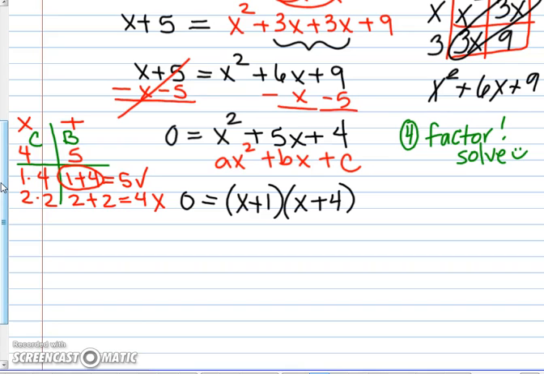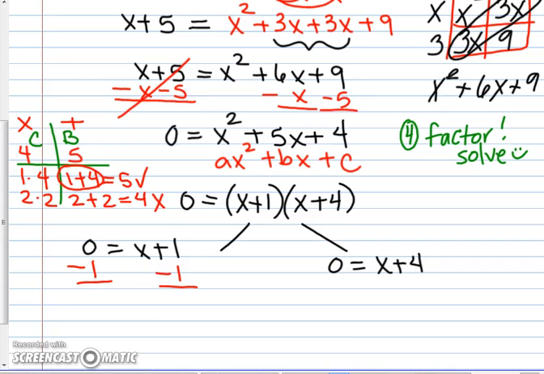Okay, so now you have two answers. You have two possibilities. You have x plus 1 is equal to 0, and x plus 4 is equal to 0. Can you go ahead and solve for x? Easy, right? If you want to get x by itself, what would you need to get rid of? The plus 1, so you do the opposite, which is to subtract. So x is equal to negative 1.